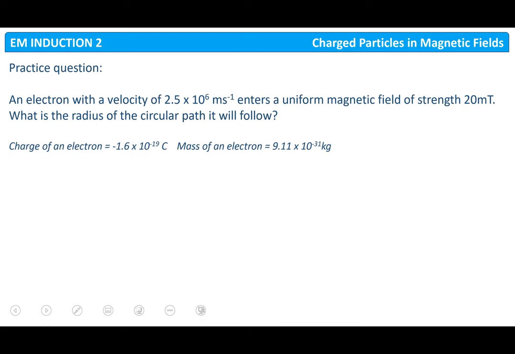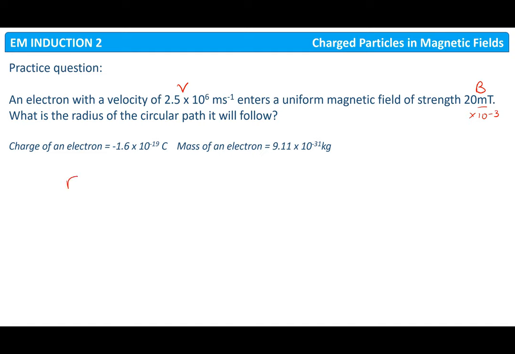So let's have a quick go at a practice question then. An electron with a velocity v of 2.5 times 10 to the 6 meters per second enters a uniform magnetic field strength of 20 millitesla. Okay, so that is my B. And remember, it's milli, so it's times 10 to the minus 3. What is the radius of the circular path it will follow?